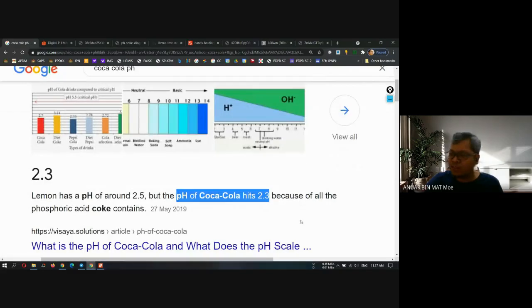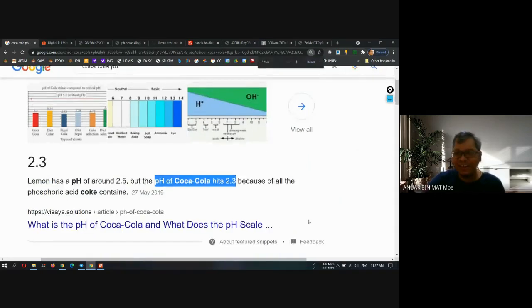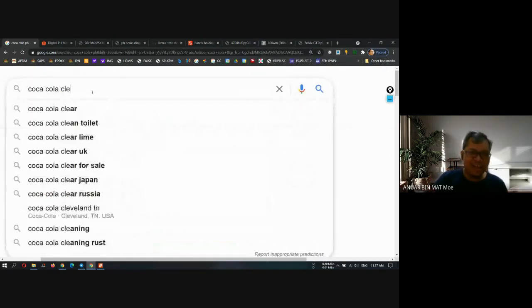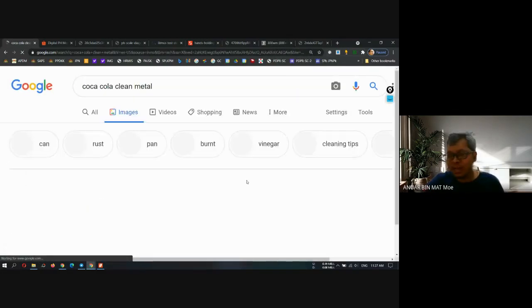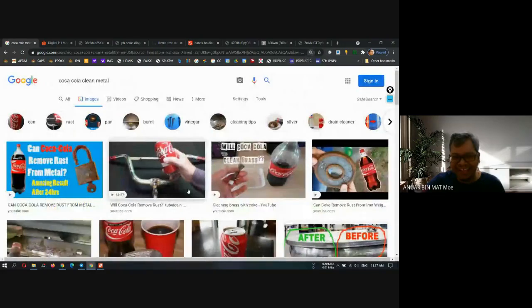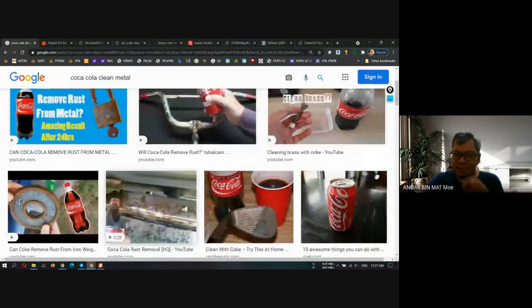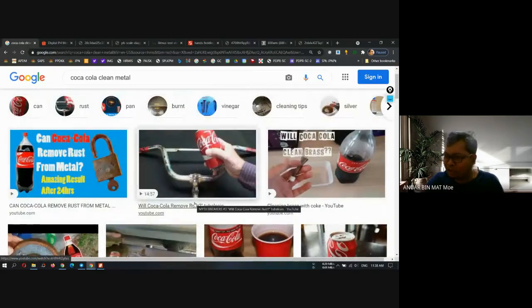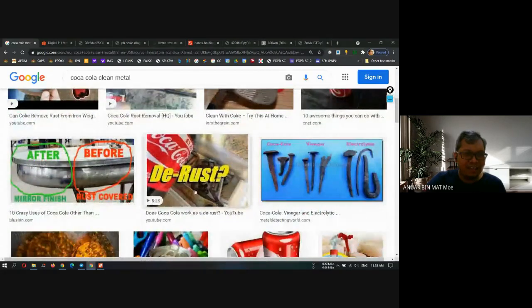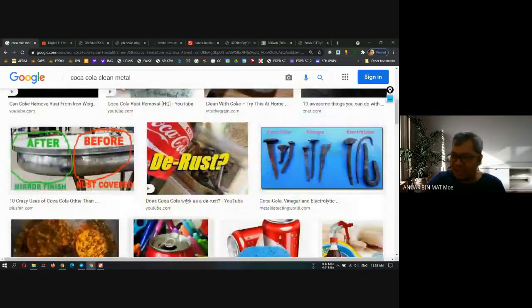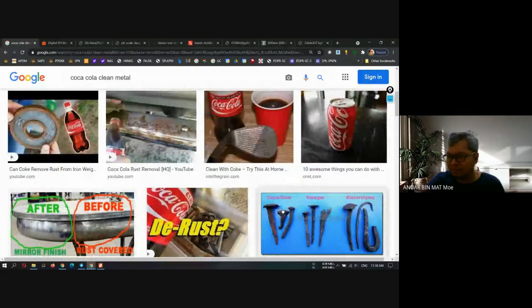That's why in some videos you see on the internet, they use Coca-Cola to clean the metal. You know? Can you see the video? They use Coca-Cola to clean the metal, to clean the toilet. I don't know what happened. Because why? You know, because the pH of the Coca-Cola is 2. 2 is a pretty strong acid actually. They just use the Coca-Cola to clean the metal.